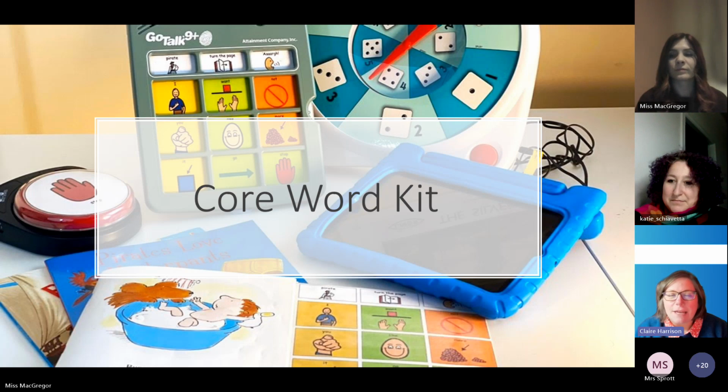So today we are welcoming Kenna McGregor, who is a principal teacher at Greenburn School in East Kilbride. And Kenna is going to talk about her experiences of using the CALL Core Word Kit, which she had on loan from CALL a couple of years ago now. And she's going to show us some of the fantastic work that she's been doing off the back of that, using core words across the school at Greenburn.